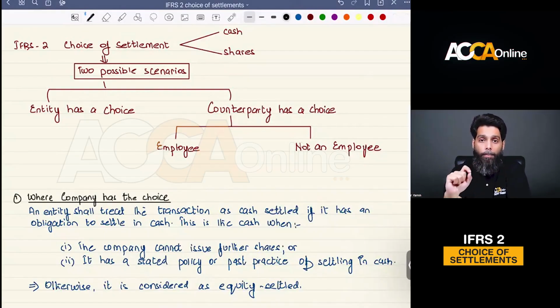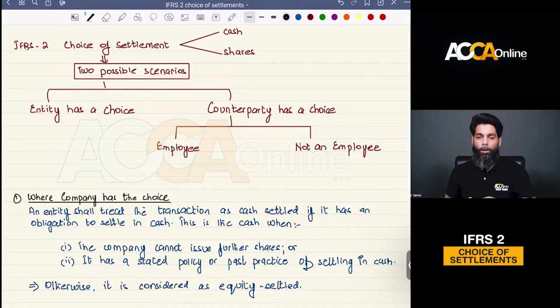Now, remember, whenever you have a SARs scenario, share appreciation, or a cash settled share-based scenario, you are always going to recognize the accounting entry. You are always going to measure the accounting entry based on the fair value of the instrument at the reporting date. And that means since you always have to use the fair value at the reporting date, you are going to mark to market with any gains or losses automatically going into P&L.